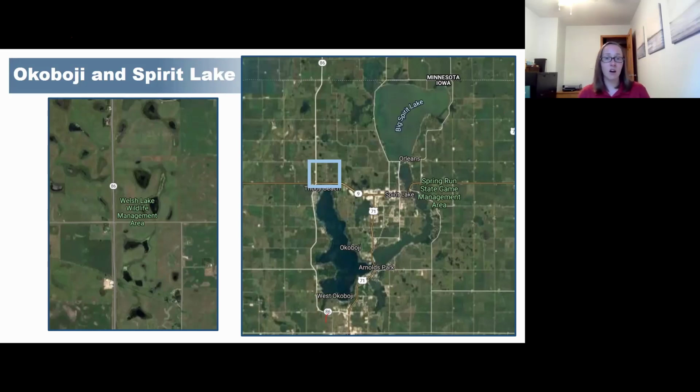Now, these areas are all important for wildlife habitat, for migratory birds, for fish, amphibians, and other wildlife in the area. They also can act as important places for floodwater storage and can help remove nutrients from the water coming in.